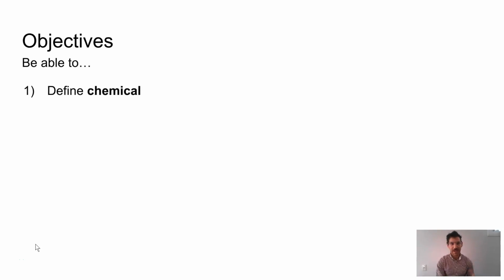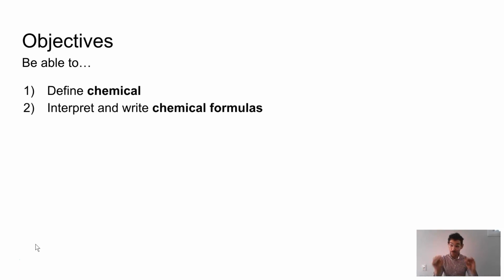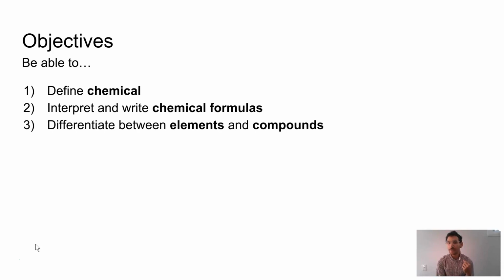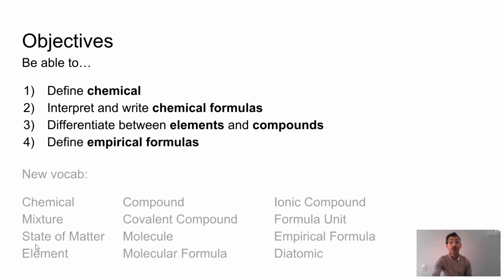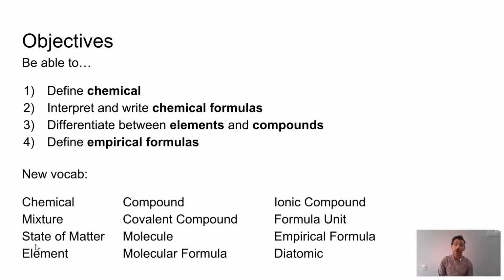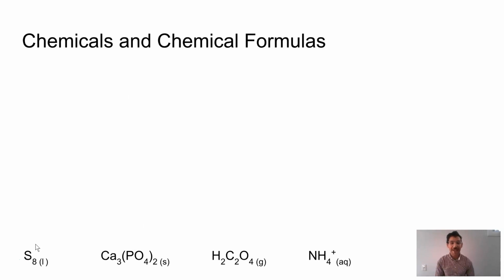I would like you to be able to define chemical as a word. I would also like you to be able to interpret and write chemical formulas. I would like you to be able to differentiate between elements and compounds, and more fun stuff. I would like you to be able to define empirical formulas, and I have a forkload of vocab for you. So why don't you gander all of that for a second and pause it if you need to, but let's get going. So chemicals and formulas.